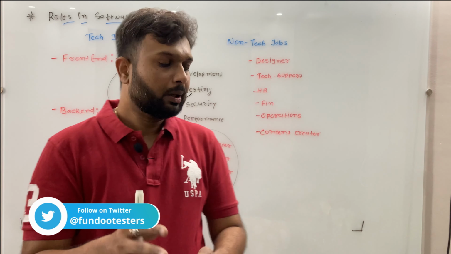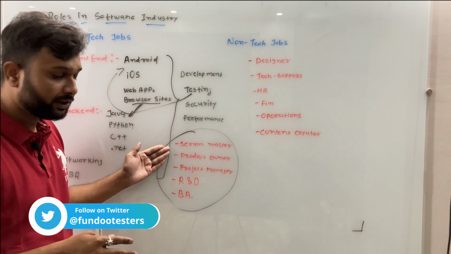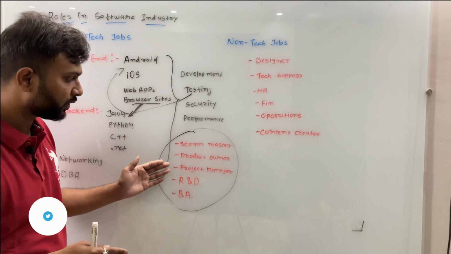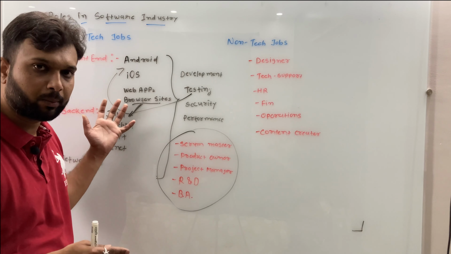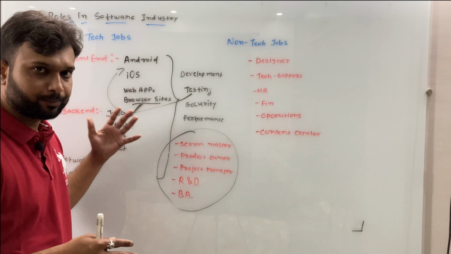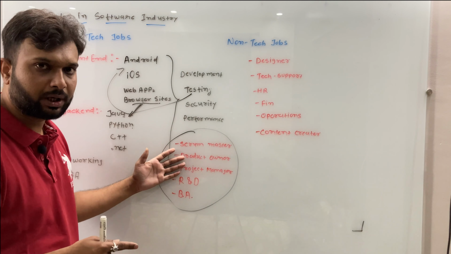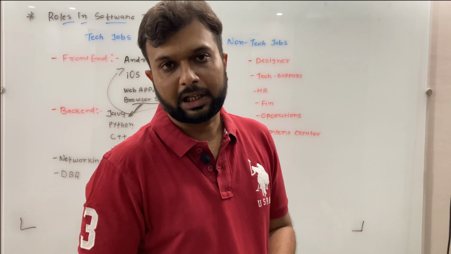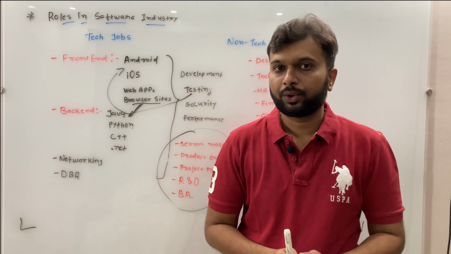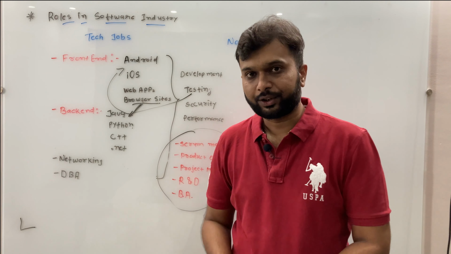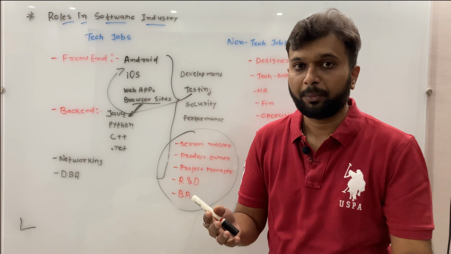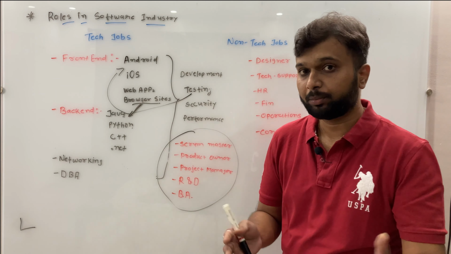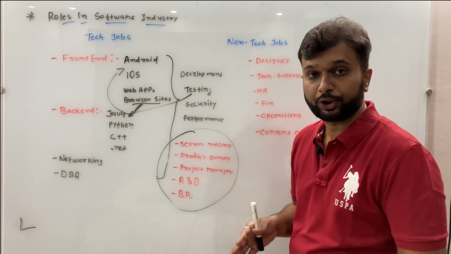Then slowly you can move to this category, which are scrum master, product owner, project manager. For example, you want to move from development to scrum master. So basically you have to go through some certifications or some courses that are available, and based on that you can move to the scrum master or a PMP or some project management related course. From that you can move to the product owner or project manager.